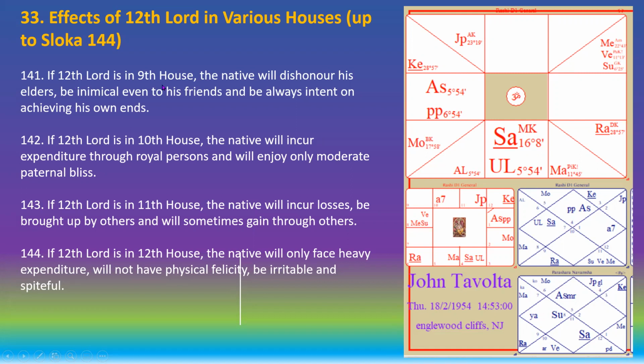The 12th Lord in the ninth will dishonor his elders, be inimical to his friends, intent on achieving his own ends. And if the 12th is in the 10th, the native will incur expenditure through royal persons. Why royal? Because the 10th house is the Rajya Sthan, the seat of royalty, one of the highest houses, and he will enjoy only moderate paternal bliss, because you're going to keep spending. It's a problem, 12th house in the 10th.